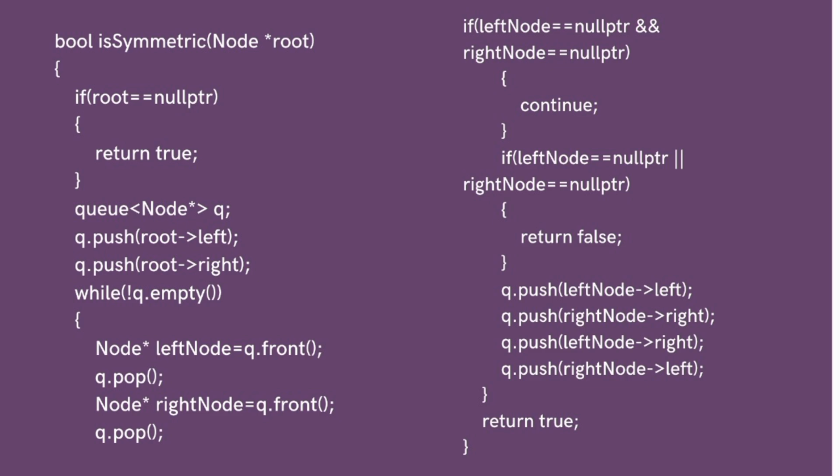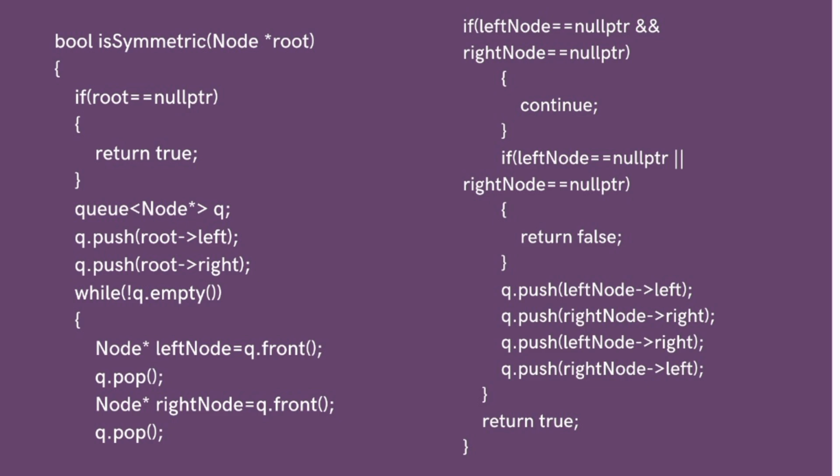If one is null but the other isn't, the tree is not symmetric. We continue this process for all nodes, ensuring that corresponding left and right nodes mirror each other. If any discrepancy is found, the function immediately returns false, indicating the tree is not symmetric.